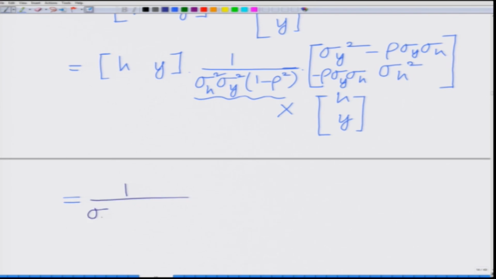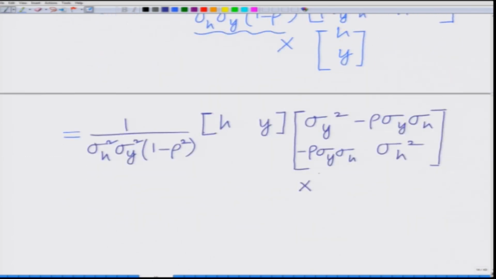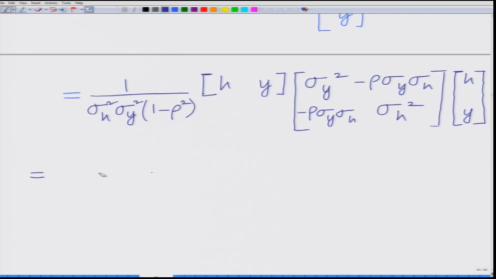So this is 1 over sigma h square sigma y square into 1 over 1 minus rho square, into the row vector h y, times this matrix, which is sigma y square, minus rho sigma y sigma h, minus rho sigma y sigma h, sigma h square, times the column vector h y. And now I can simplify this expression.